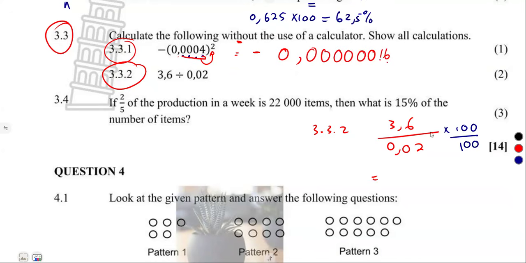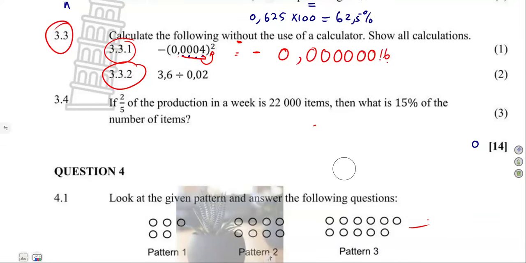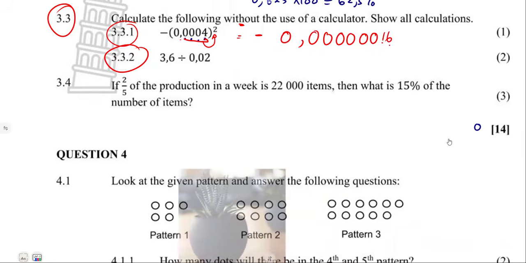So that's it. 3.6 times 100, that's simply moving 2 commas to the right like this. So it's going to be 360. 0.02 times 100, 2 commas, it's going to be what? A 2. So 360 divided by 2, that was going to give us 180. All right, so simple like that. So that is 180 at the end, and 3.4 you are given.